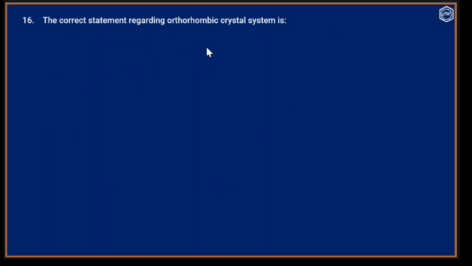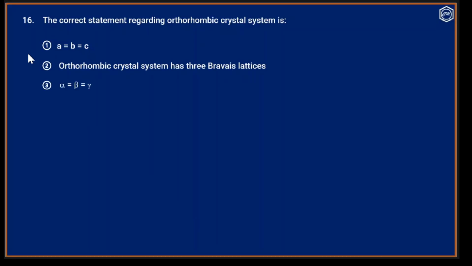The correct statement regarding the orthorhombic crystal system is: option 1, A equals B equals C; option 2, orthorhombic crystal system has 3 Bravais lattices; option 3, alpha equal beta equal gamma; option 4, calcium sulfate crystal is an example of orthorhombic system.